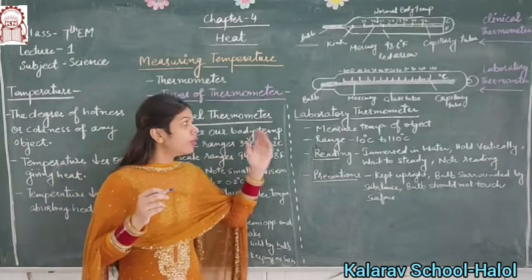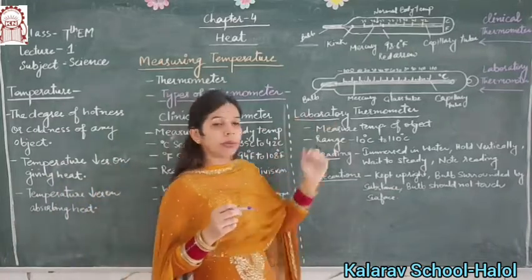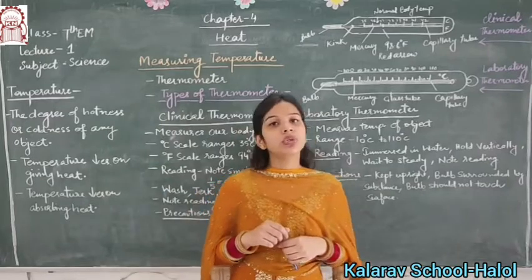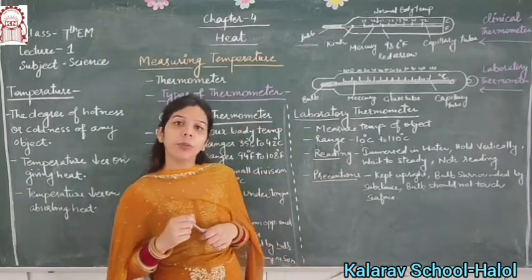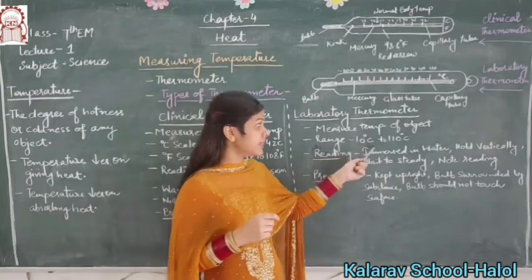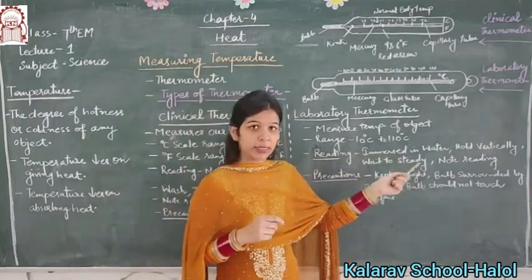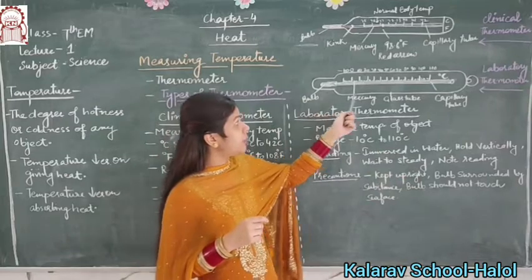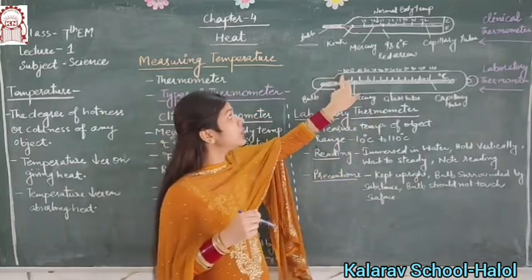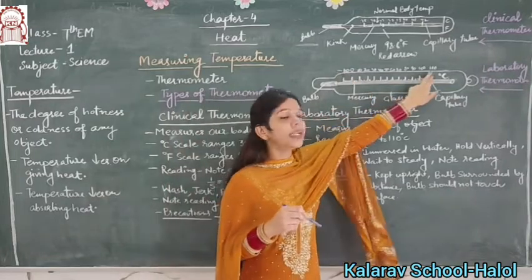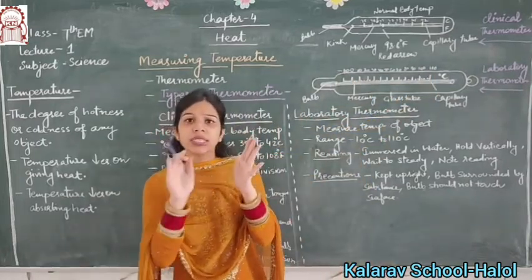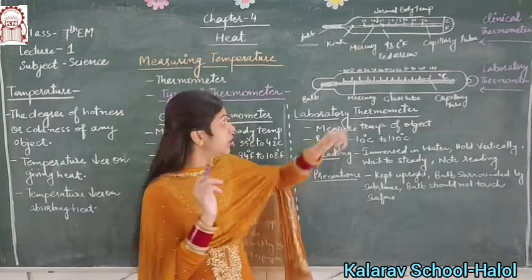Now I will move to the laboratory thermometer. The laboratory thermometer is the instrument which is used to measure the temperature of objects. It ranges from -10 degrees Celsius to 110 degrees Celsius. You can see the diagram here of the laboratory thermometer. It ranges from -10 to 110 degrees Celsius. Here the two bigger divisions consist of 10 small divisions.